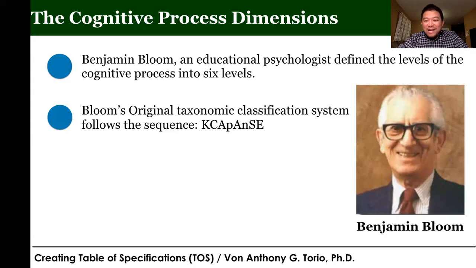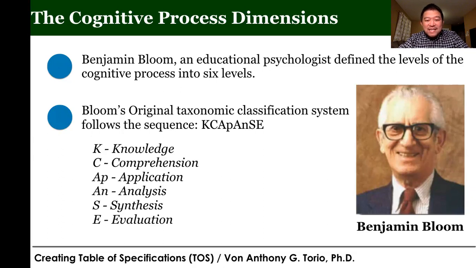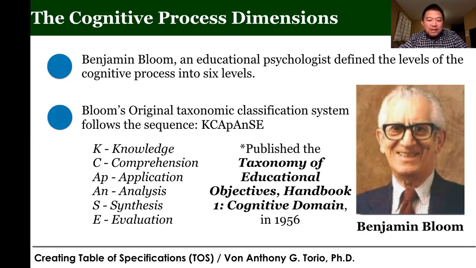And the acronym that I use to classify the six levels of the cognitive domain is KCAASE, that's K, C, A, A, S, E. And that stands for K is knowledge, C is for comprehension, A is for application, A is for analysis, S is for synthesis, and of course, E is for evaluation.